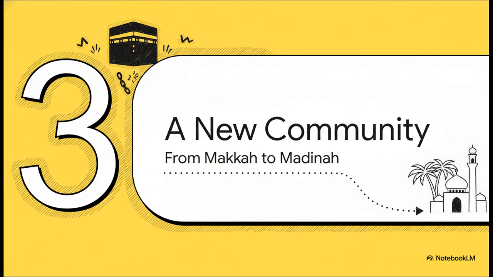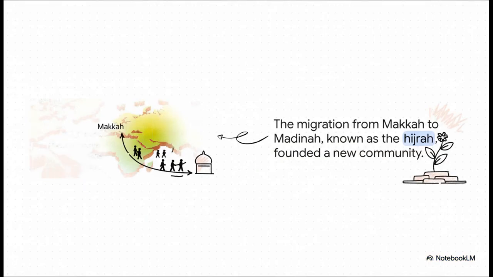Now, as you can imagine, this commitment to a new way of life created some friction. As the message spread, the early Muslims faced intense persecution back in Makkah. This all led to a pivotal moment that would change everything, a great migration. This journey from their home in Makkah to a welcoming city up north that would become known as Medina is called the Hijra. And it wasn't just a change of address. This was the birth of the very first self-governing Muslim community.